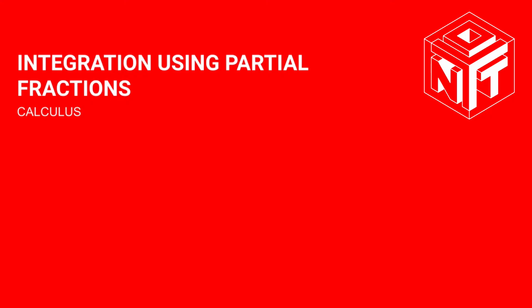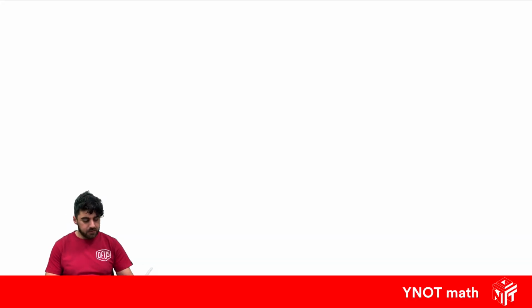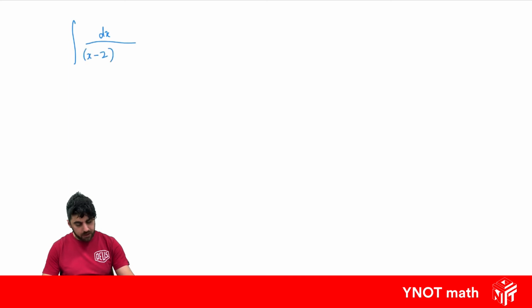Integration using partial fractions. Here we're going to look at how we can use partial fractions to help us integrate things a little bit easier. So if we have the integral of dx over x minus 2 times x minus 1, this is going to be a little bit tricky just to jump straight into and start integrating.